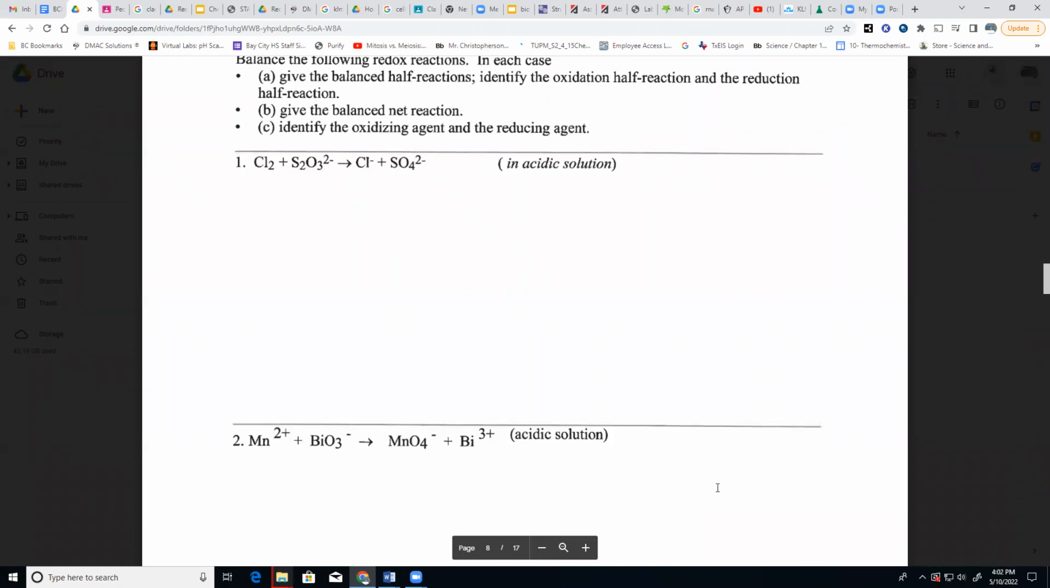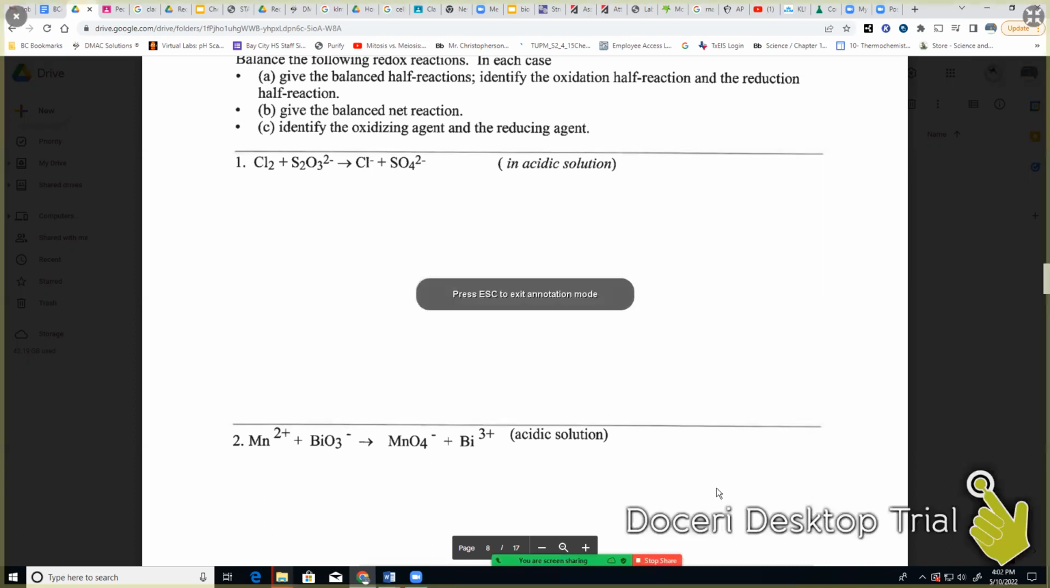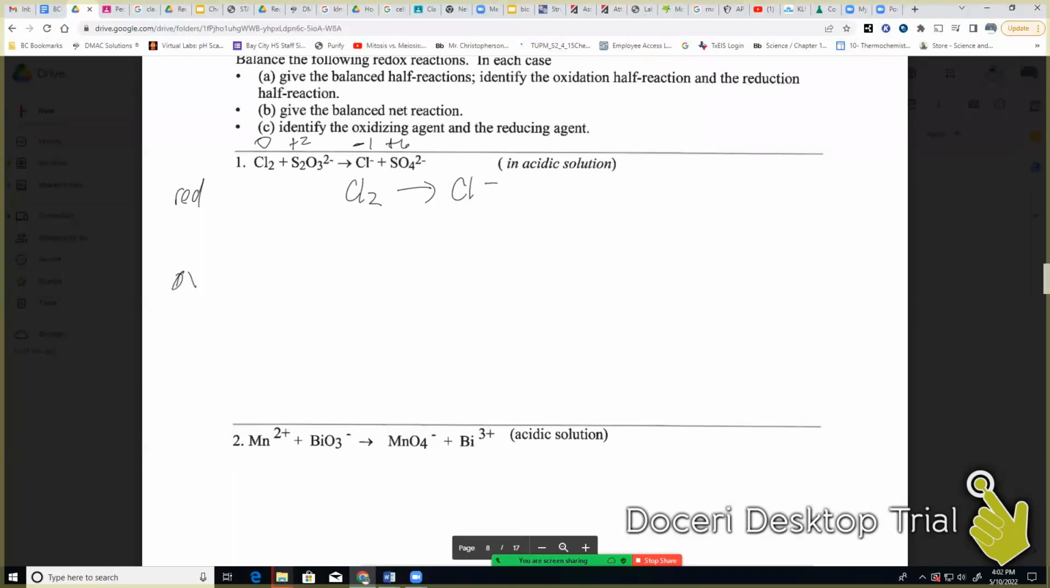All right, so just like we did, my first thing that I'm going to do is figure out what's going on. Easiest one, chlorine. It goes from 0 to a -1, so it is reduced. I like to write my reduced half first. Cl2 goes to Cl minus. And then oxygen probably is the same. My sulfur, if we look over here, it is a +2, and over here, 8 plus 6, so it was oxidized. So we're going to go S2O3 2 minus goes to SO4 2 minus.